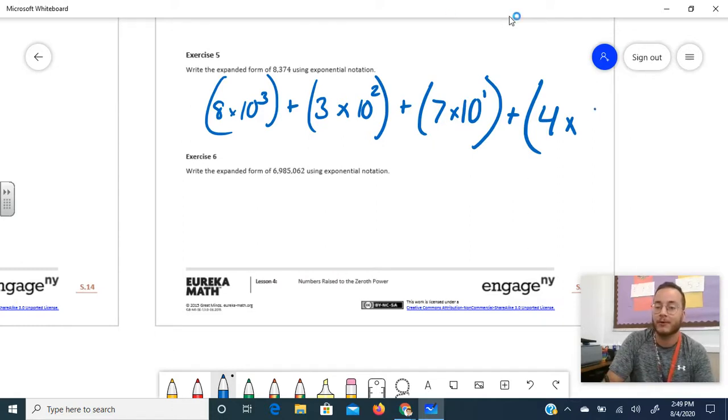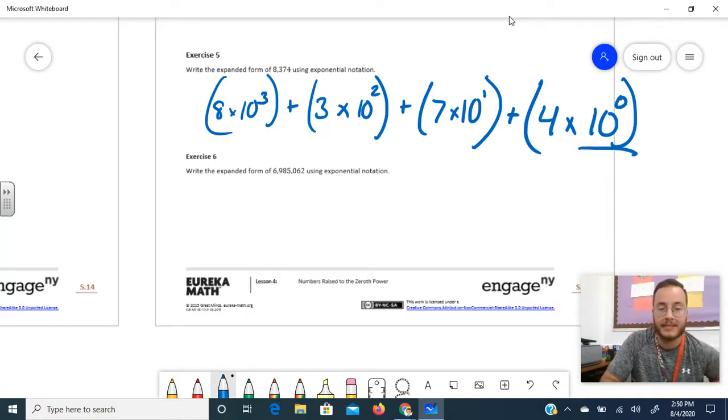So this is 4 times 10 to the what power? What power would make this 4 be in the ones place? I need to make this number 1, and that would be by adding a 0 in the exponent. You guys go ahead and try the second one. Go ahead and pause your video.